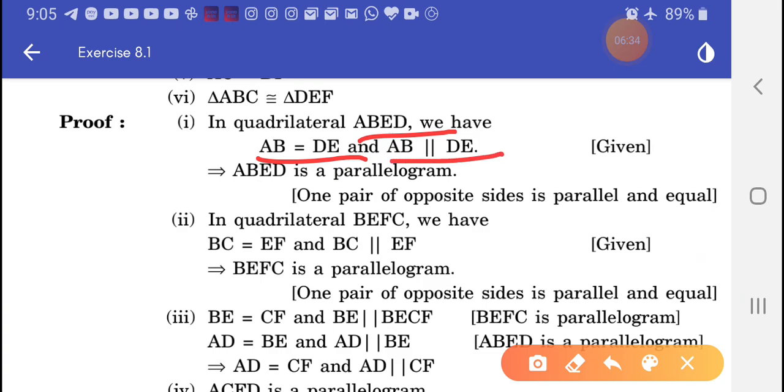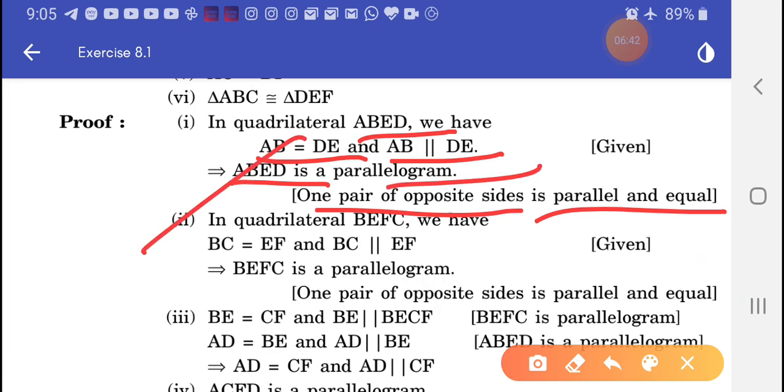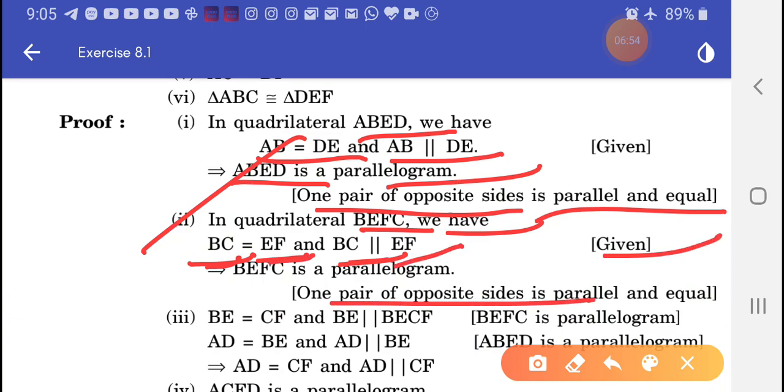Now one pair of opposite sides are equal and parallel, we can say ABED is a parallelogram. Second part, quadrilateral BEFC, we have BE equal to EF and BC equal to EF and BC parallel to EF, given. Now one pair of opposite sides are parallel and equal, then we can say BEFC is a parallelogram.